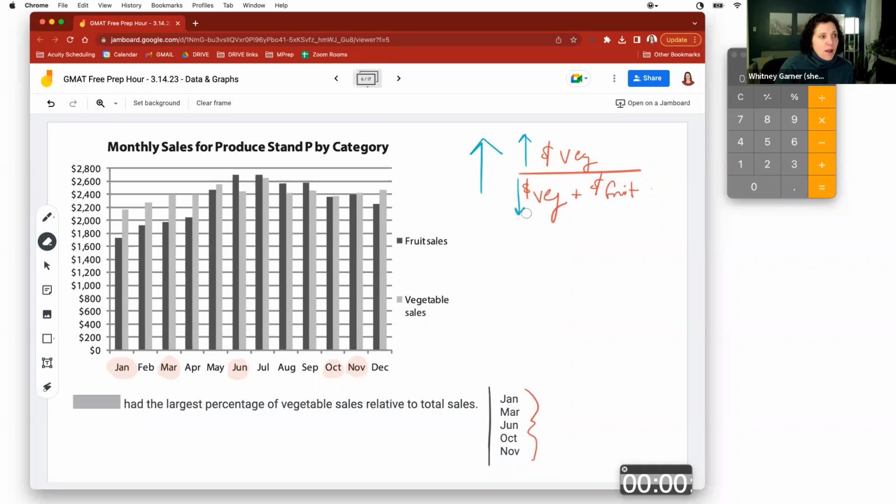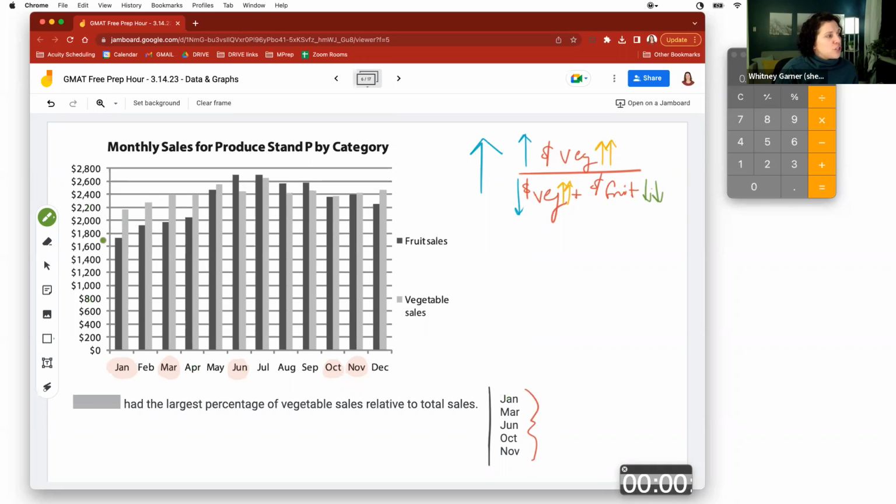However, here's the problem. As I increase the dollar amount spent on vegetables, that's going to increase the dollar amount spent on vegetables down here too. So what I'm looking for, to balance that out, is the biggest vegetable relative to the smallest fruit I can possibly get. Given my 5 possible months, I can automatically eliminate 3 of the 5.